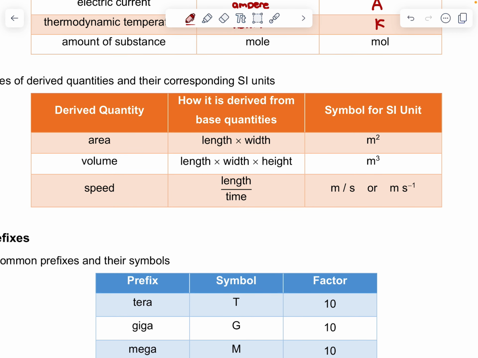For area, it's meter squared. For volume, it's meter cubed. For speed, it's meter per second, because length is in meters and time is in seconds. So it will be meter per second.